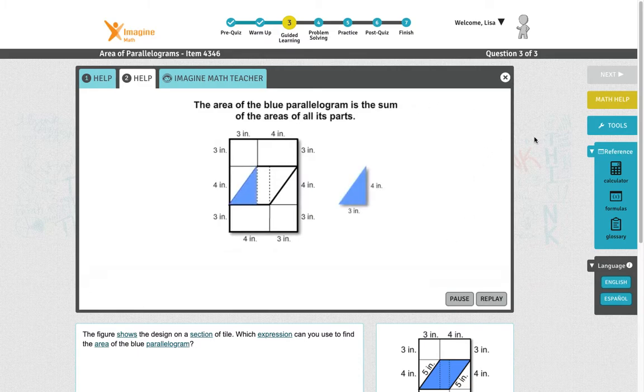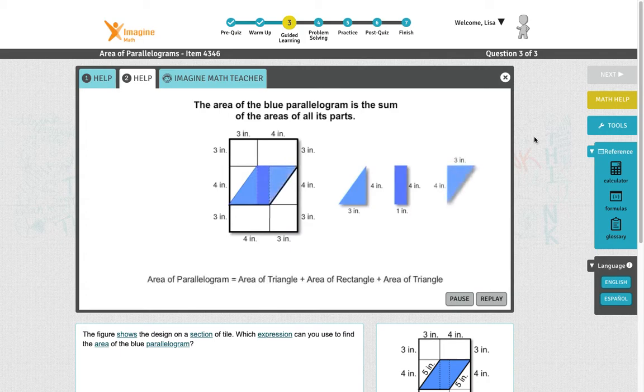Areas of all its parts. The area of the parallelogram equals the area of the triangle plus the area of the rectangle plus the area of the triangle.